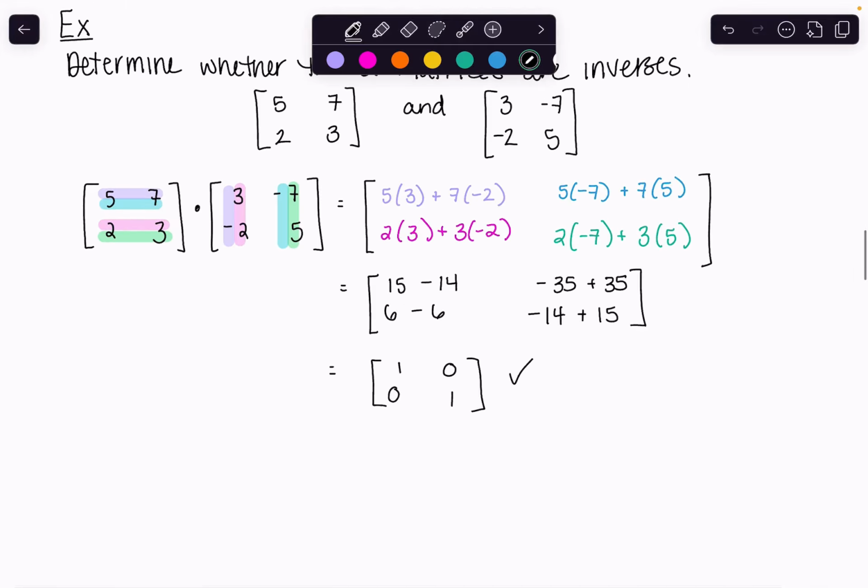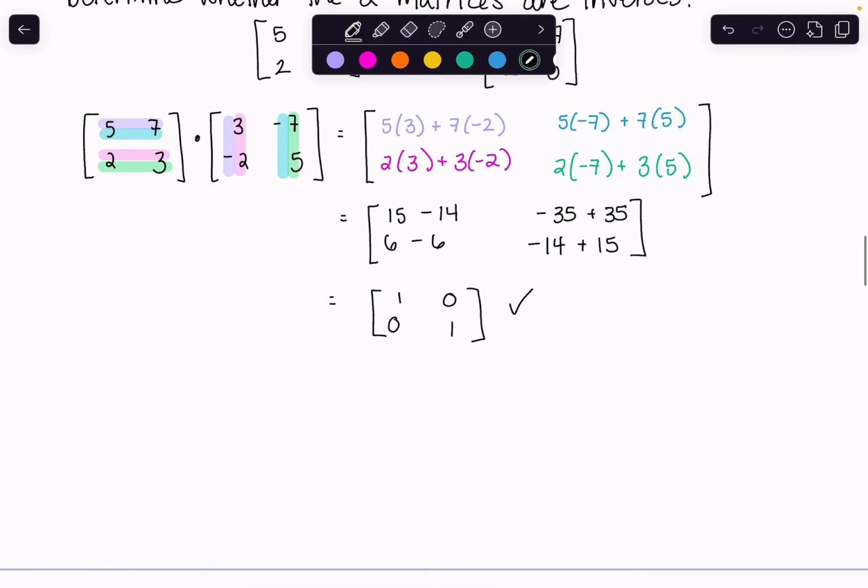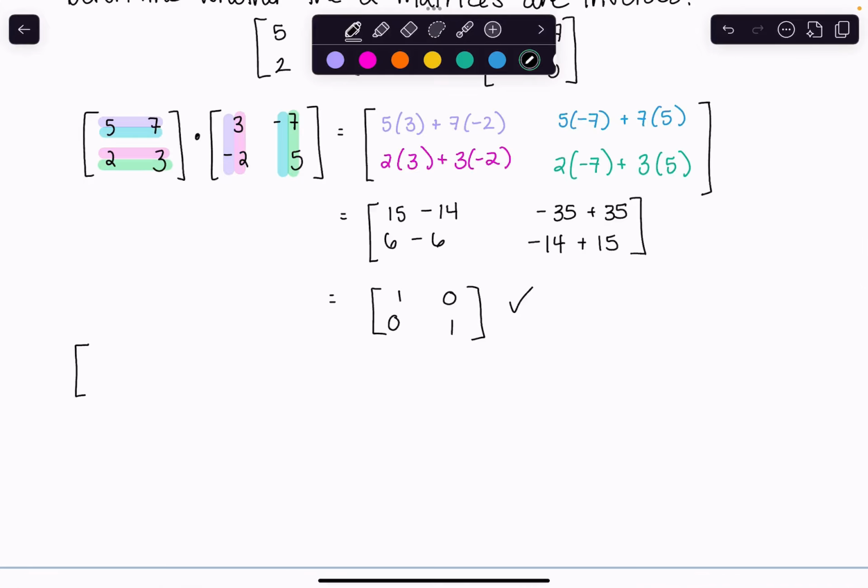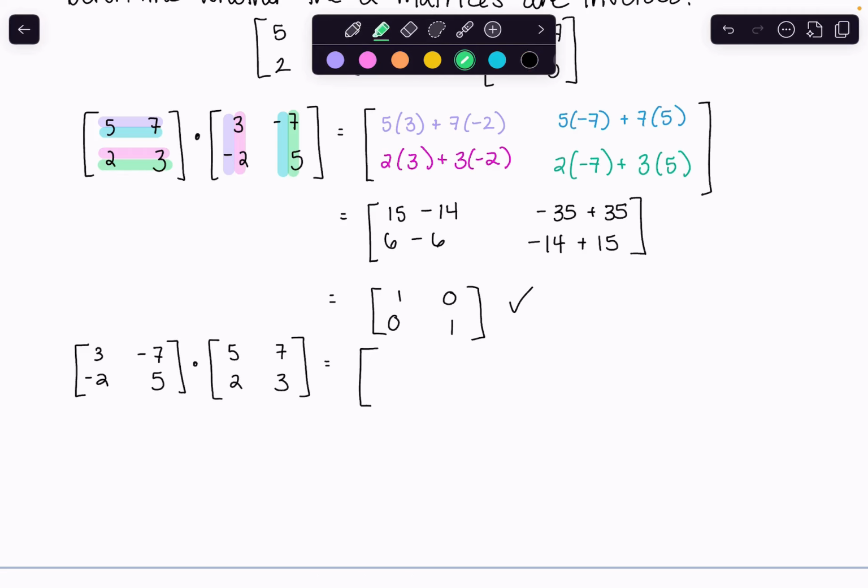But again, I need to make sure the order works for both. So I have to switch the order that we multiply these in. So instead, we're going to do 3, -2, -7, 5, multiplied by 5, 7, 2, 3. And again, the result is going to be a 2 by 2 matrix. So starting out, we have first row, first column, 3 times 5 plus -7 times 2.